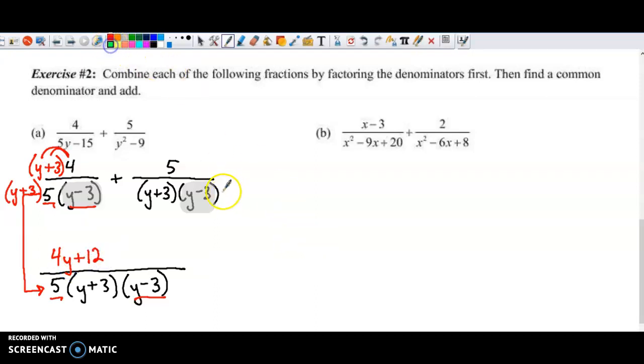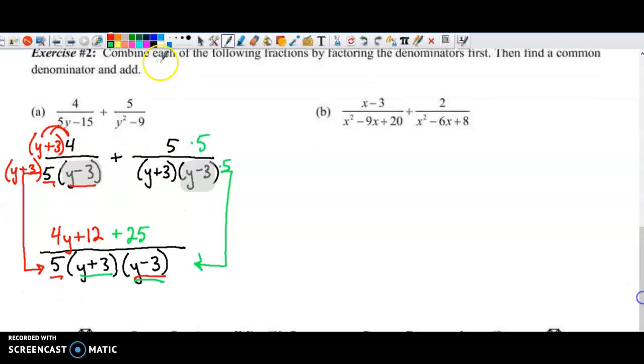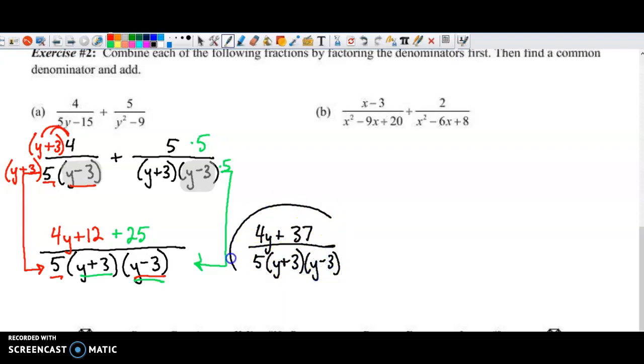So the same question for the next one, going from this fraction down to here, I have y plus 3, I have y minus 3, I'm missing the 5. Well, that means I have to multiply the top by 5 as well, and that's 25. So kind of wish I wrote a little bit smaller, but I can write it off to the side that this final answer will be 4y plus 12 plus 25 is 37, all over 5, y plus 3, y minus 3. And that is it. I know as a math teacher I'm probably making this look easier than what it is, but it's going to take some time to figure this out.